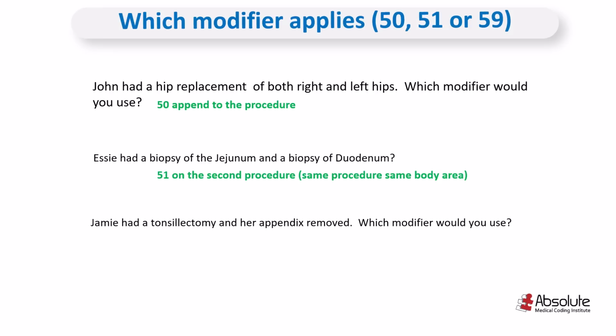Well, you might say, no, it isn't. Jejunum and duodenum are different. No, they are both the small intestine. They're both a part of the small intestine. So you can use modifier 51.